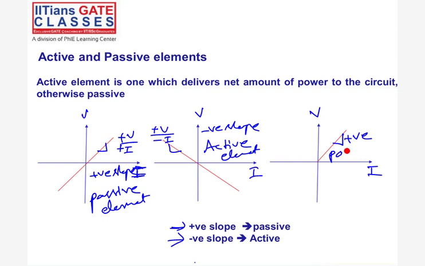Okay, so sometimes in GATE or even in competitive exams, you will be given an element and its VI characteristics. You need to find the type of element.